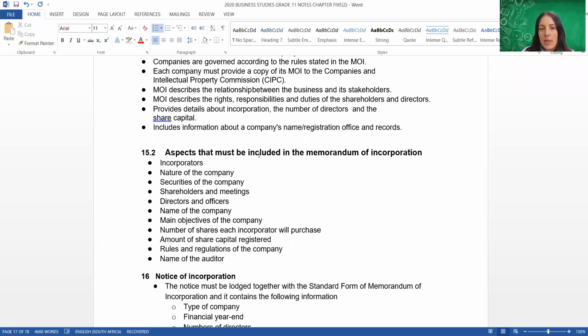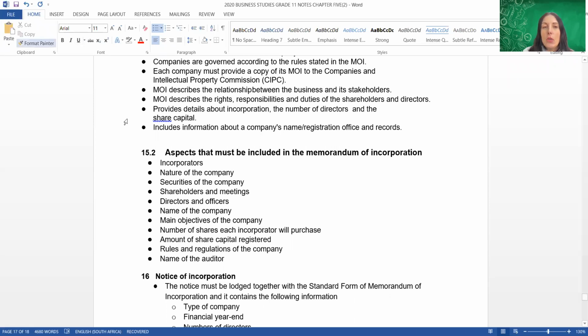When will shareholders meetings take place? Once again, how many shares will be issued initially, and so on. The directors and officers, so anybody who's in charge or managing this company, their details. The name of the company, main objective, so what does this company want to achieve, in what field is this company going to operate, number of shares each incorporator will purchase.